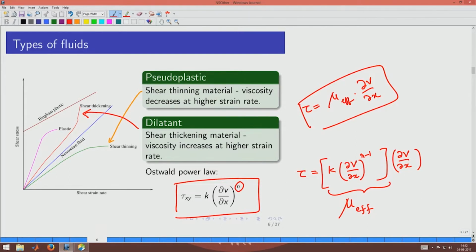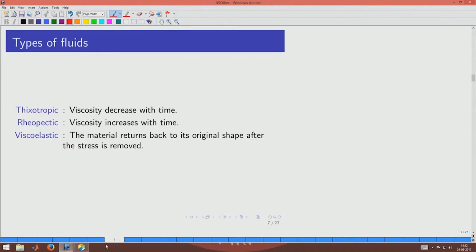So, there are also other behaviors where it is not the strain rate that dictates how the viscosity is changing, but it is the time. You could see that thixotropic materials and rheopectic materials are materials in which, given time for settling of the dispersed particles, the viscosity either decreases with time or increases with time, respectively. We also have behaviors such as viscoelastic materials, where the material would return to its original shape after the stress is removed. This is, for example, the jellies that we use for ice cream desserts, where you push the jelly and remove the hand, and then the jelly comes back to its shape.